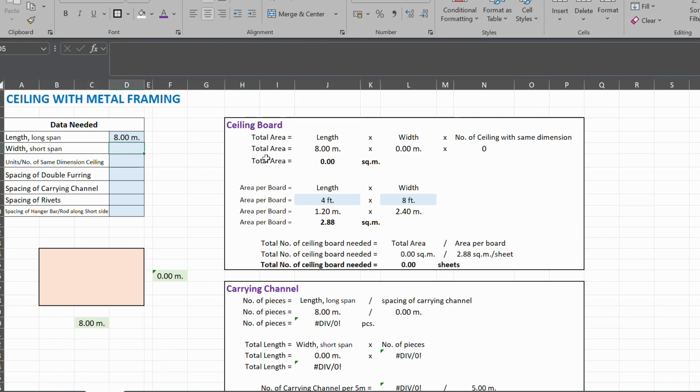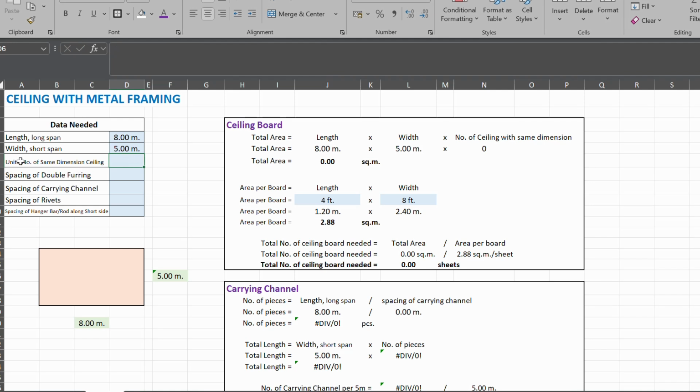and then let us say for the short span, I will assume na hindi ko na kailangang i-discuss or i-explain what's long span and short span. So short is this and long is this. So, yun po. And for short span, let us say 5. So this is just an example, okay?